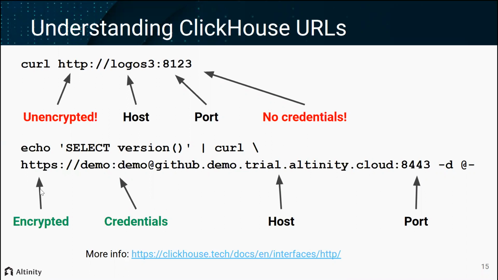Now, if you're actually going to a production system, you'll have a URL that looks more like the one shown below. So we're encrypted, we're using HTTPS, and we've got the credentials baked in. You can also pass them in through a header. We've got the host name, we've got the port. And then what we're doing here is a POST. So we're going ahead and echoing a ClickHouse command in, and this will bring back the version of the server.